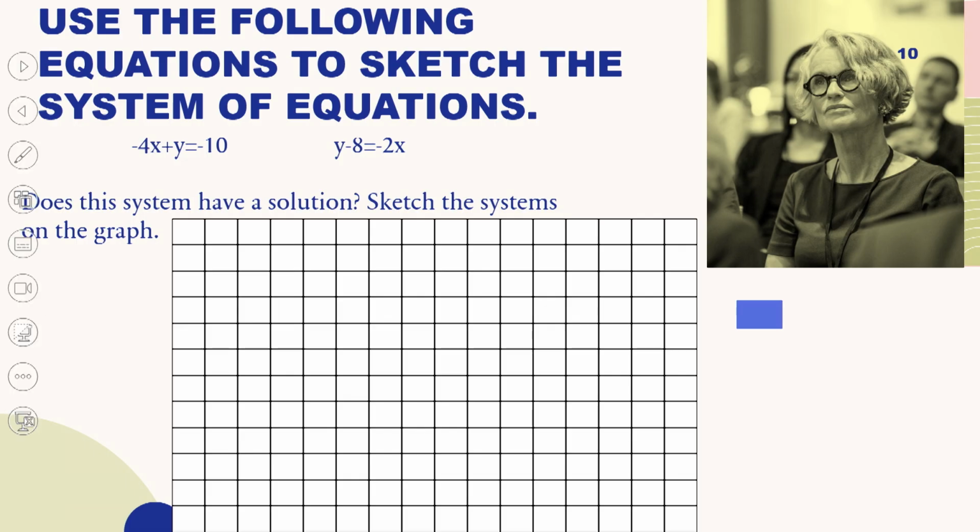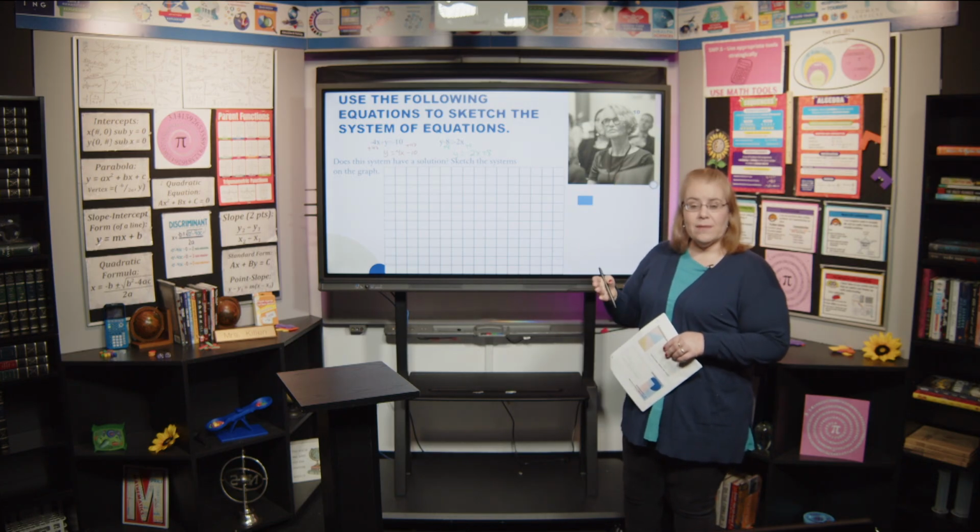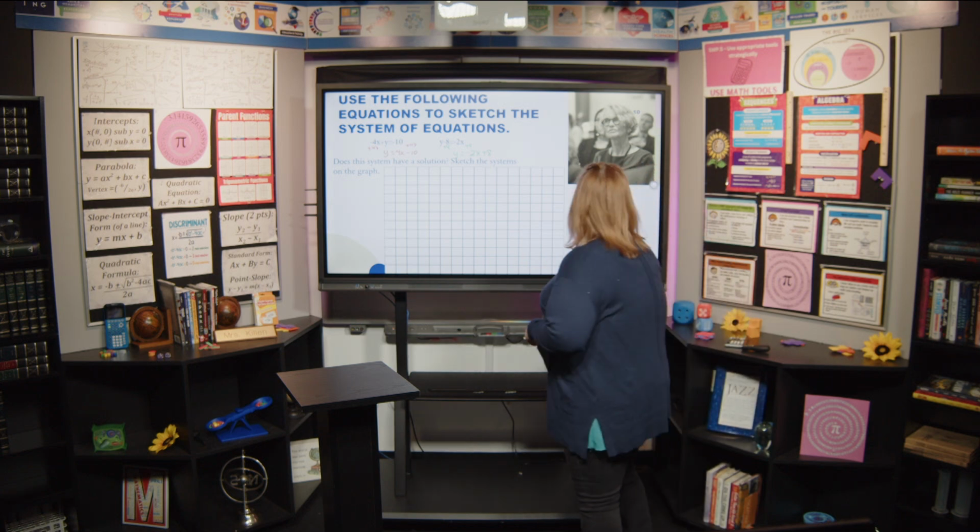So I'm going to do this first one, and I've got positive 4x on both sides. So I'll have y equals 4x minus 10. And then my second one, I am going to add 8 on both sides. So I would have y equals negative 2x plus 8. So now that we've got both of them in slope-intercept form, I'm going to draw my graph, and then plot both equations. So let's do this.